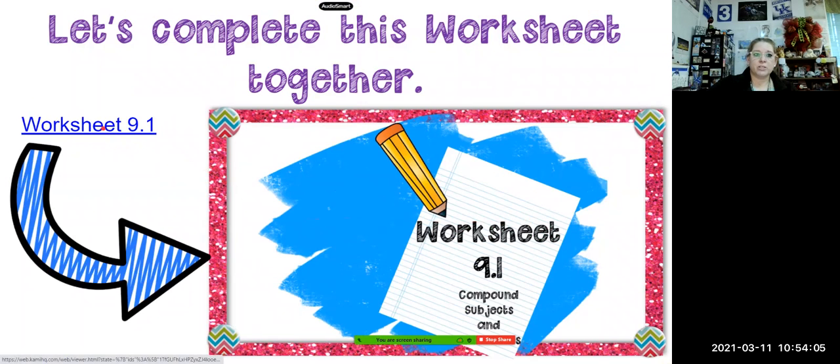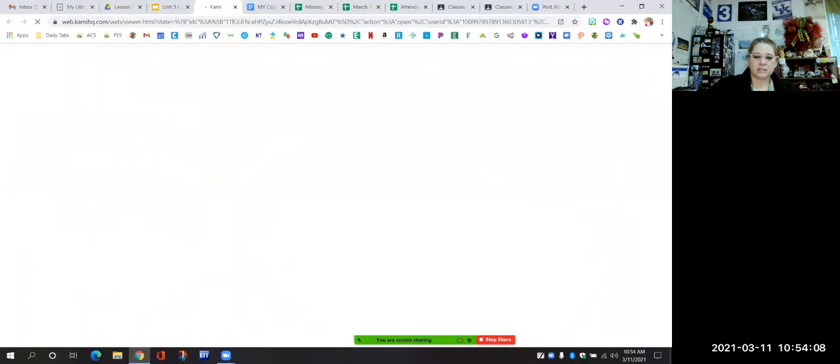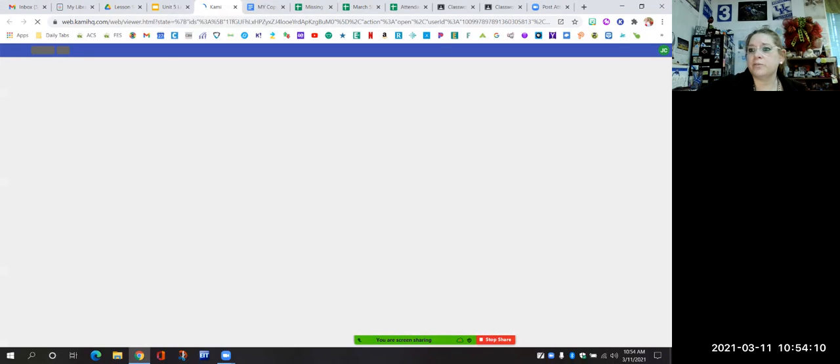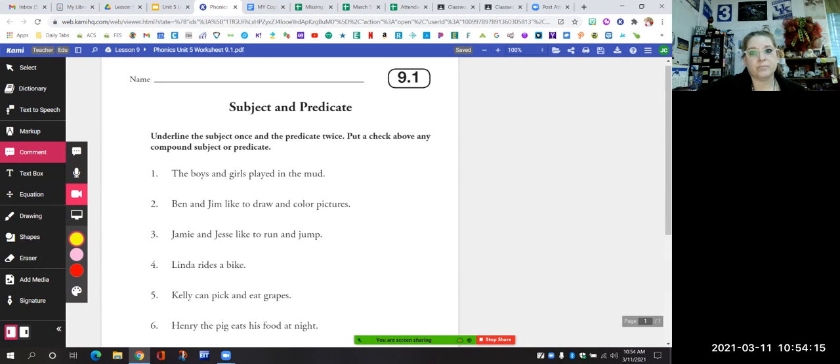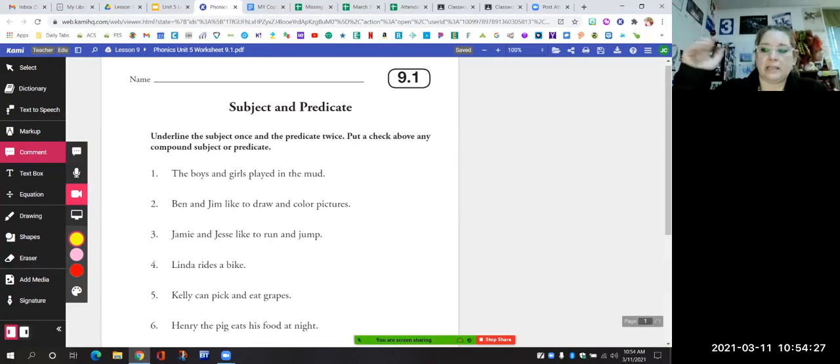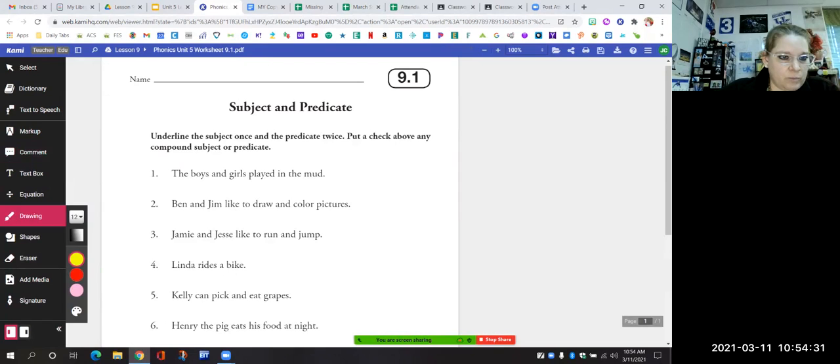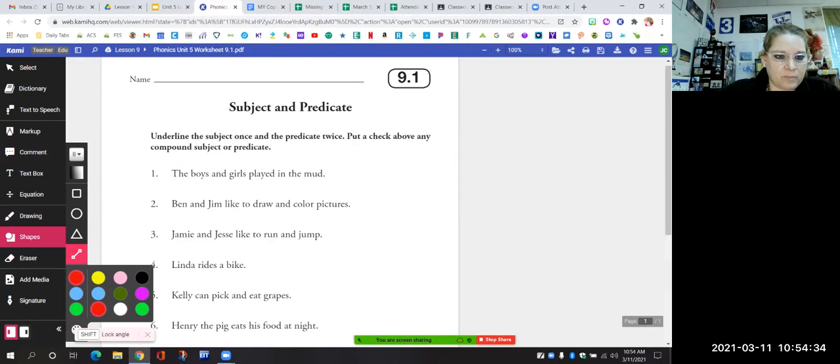So we are going to do this worksheet a little bit together, and then I want you to finish it. All right, so it says, underline the subject once and the predicate twice. Put a check above any compound subject or predicate. Okay. I'm going to make a line. I want it to stand out, so I'm going to use yellow, okay?